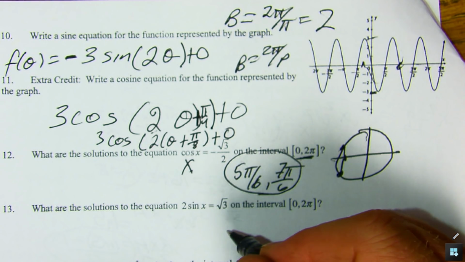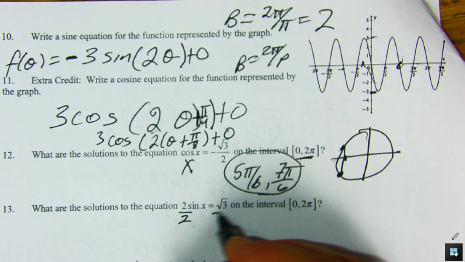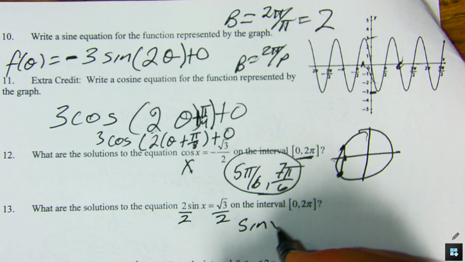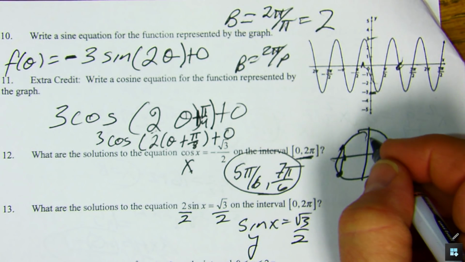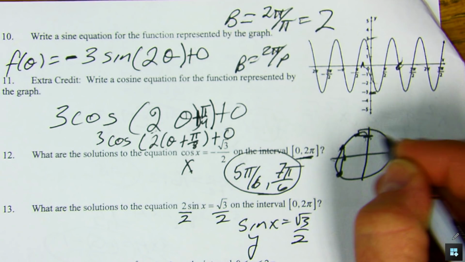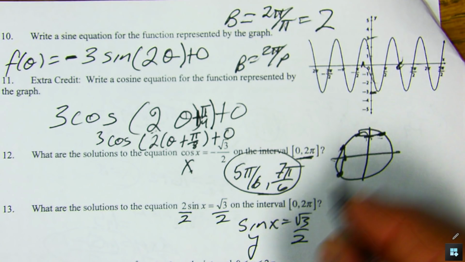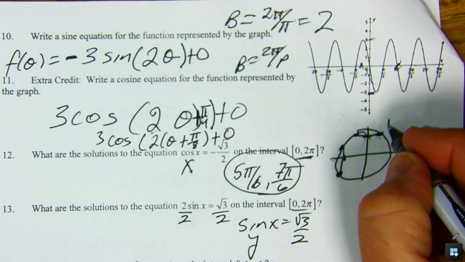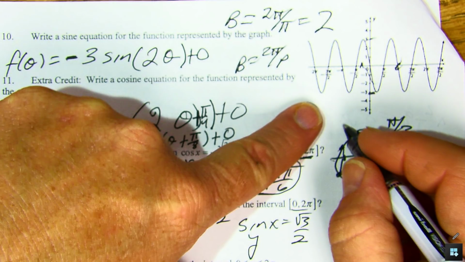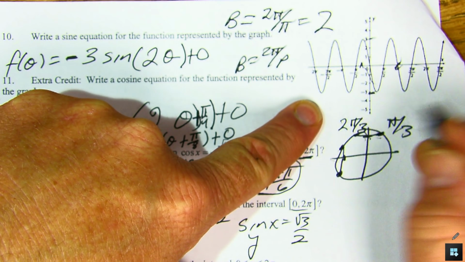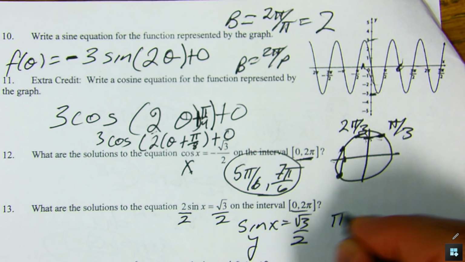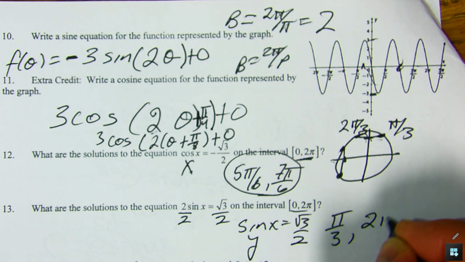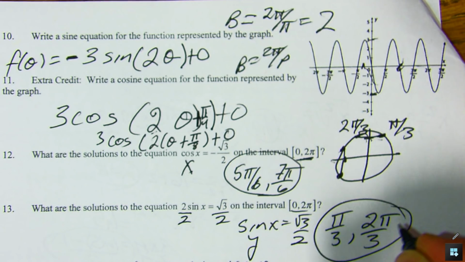So where's the solution to this equation? Divide by 2. You get sine x equals the square root of 3 over 2. Sine is the y value, so it's my long y value. It's here and here, again in radians. That's pi over 3, 2 pi over 3. So there are my solutions there. Okay?